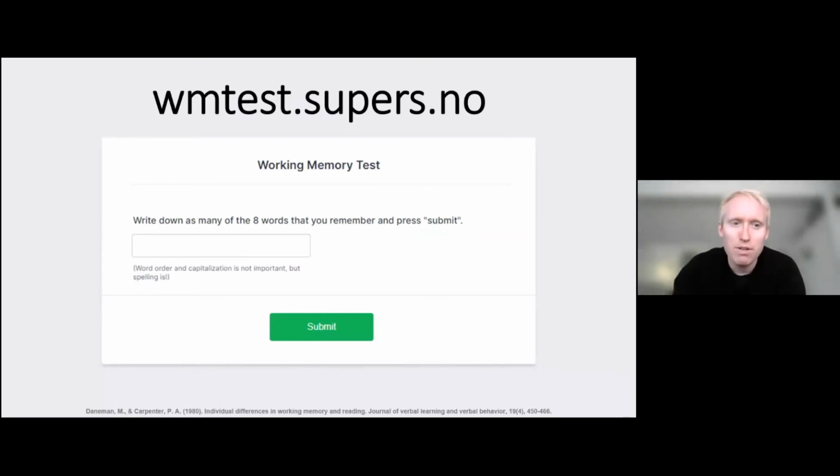You find this form if you go to wmtest.supers.no. I'll see if I can share that in the chat so you can click on it directly. And it would be great if you could go into that in a tab in your browser so that it is ready for when we have completed the test. Let me see here. wmtest.supers.no. And there we go. It should have been sent out to everyone.